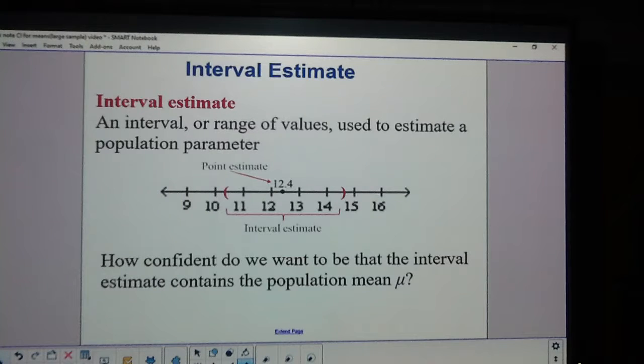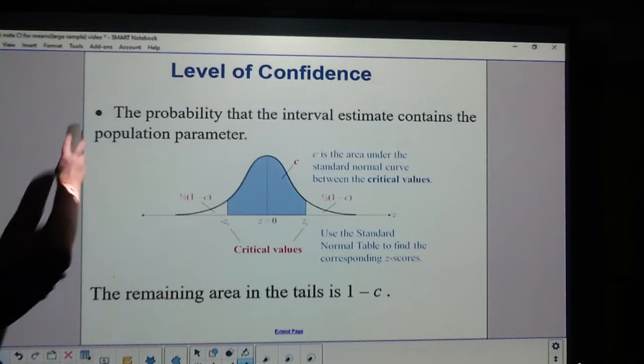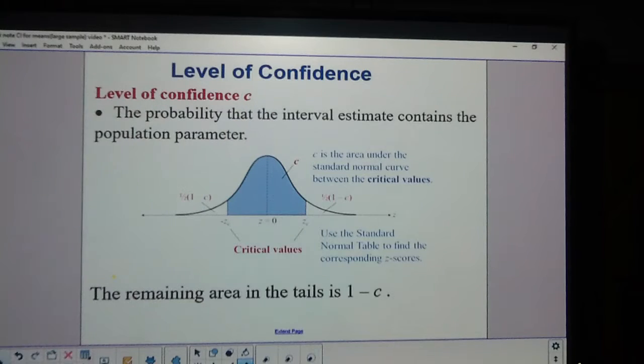So how confident do we want to be? Do we want to be really confident, like 99% confident, or do we want to be 50% confident? The level of confidence is what I was talking about, like 95 or 50 or whatever level of confidence. In the problems in the book, they'll tell you what they are. It's the probability that the interval estimate contains the population parameter.